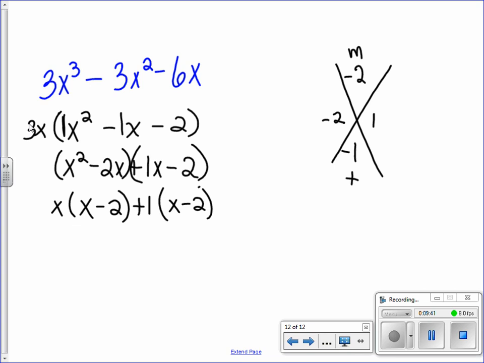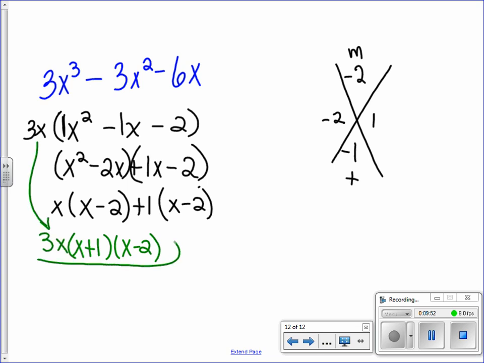What's the answer from just this part? X plus 1 and x minus 2. Yes. And then, don't forget, you've already taken out a 3x, so bring it down. Right there. That's your answer. Good. I'm giving you one more of those to try, and then I'm going to show you a different kind of example.